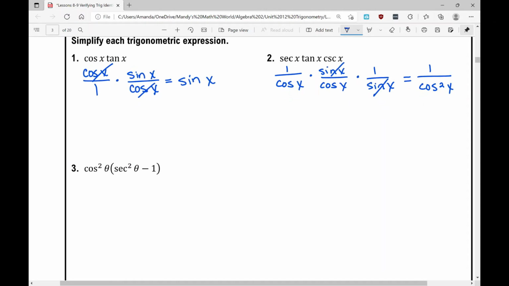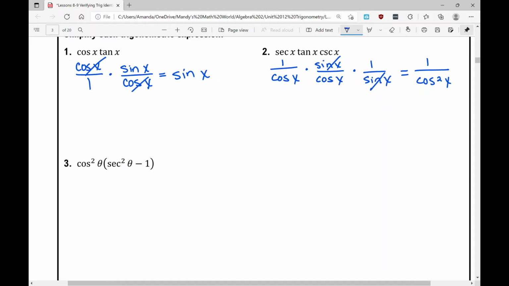Cosine squared theta times secant squared theta minus 1. And you might be wondering, why is there a theta there and not an x? Well, there could be a y there. There could be an n there. There could be any variable there. It just means there's an unknown degree measure or radian measure that we could plug in there.